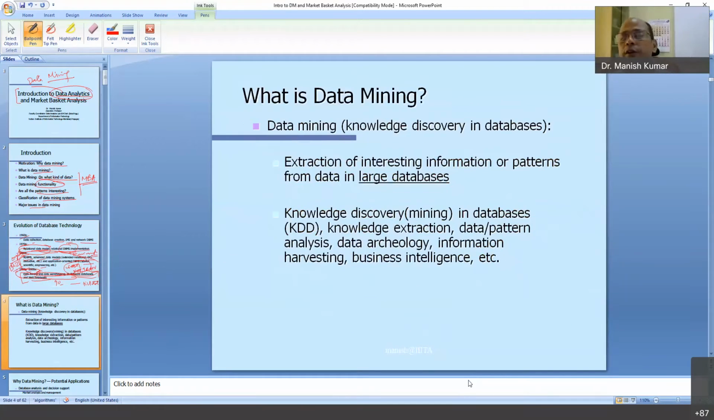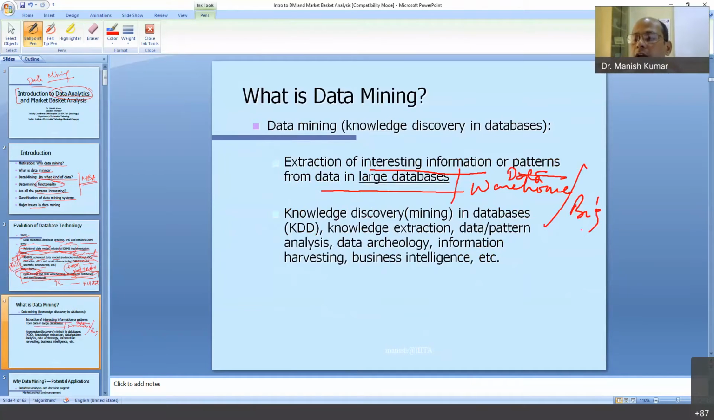Traditionally, if you define it, it talks about extraction of interesting information or patterns from large databases. This could be databases or it could be a warehouse as well. It could be anything, and now big data is also added.